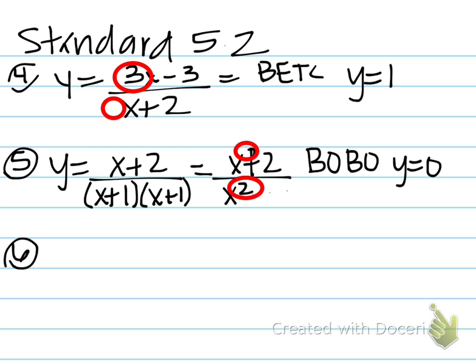Number 6 asks me to look back at the graph of number 2 and state the slant asymptote. So the first thing I want to find is my y-intercept. So I'm going to come up here, and it looks like it crosses at 2. So I know that my y-intercept is going to be 2.